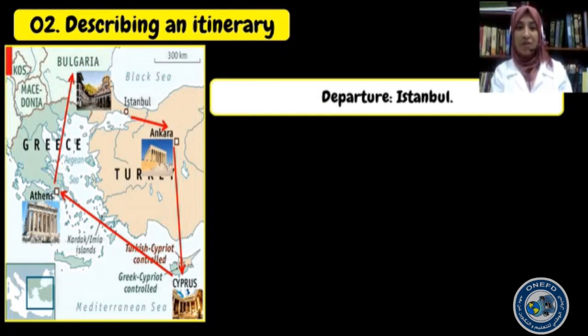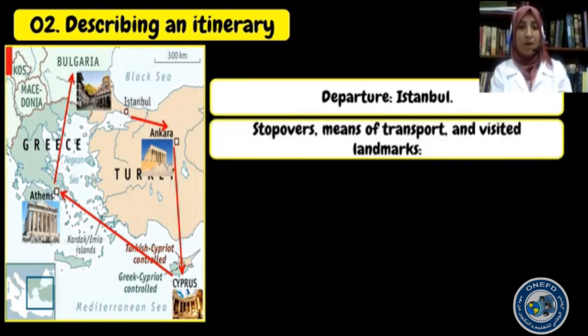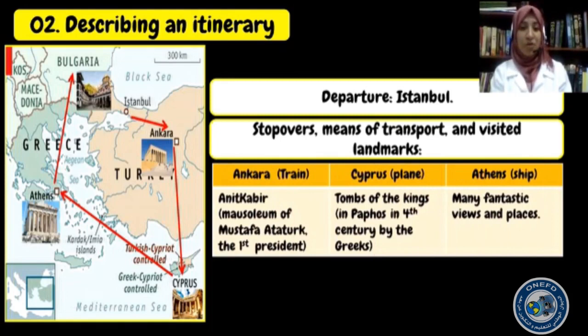So here we have the departure is Istanbul. We have the stopovers, means of transport and visited landmarks. So the first stopover is Ankara. The means of transport we used is train. And here we have the famous landmark in Ankara, which is Anıtkabir. Anıtkabir is a mausoleum of Mustafa Atatürk, the first president of Turkey.